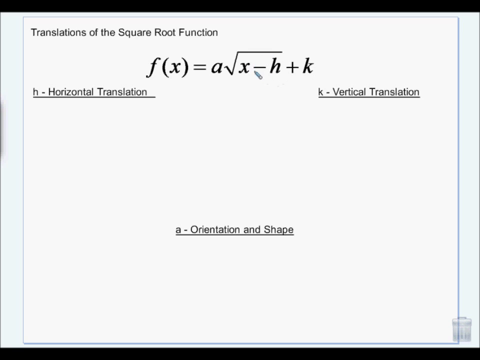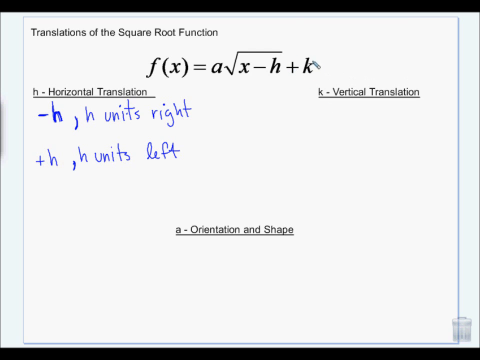H inside is a horizontal translation, and this is similar to when we had the translations with the squares. So if it's minus h, you're going to go h units right. So again, it's the opposite of what you would think. It's minus, but you go in a positive direction. And if you have plus h, you go h units left. So the h one is the tricky one. It's the opposite of what you would naturally think.